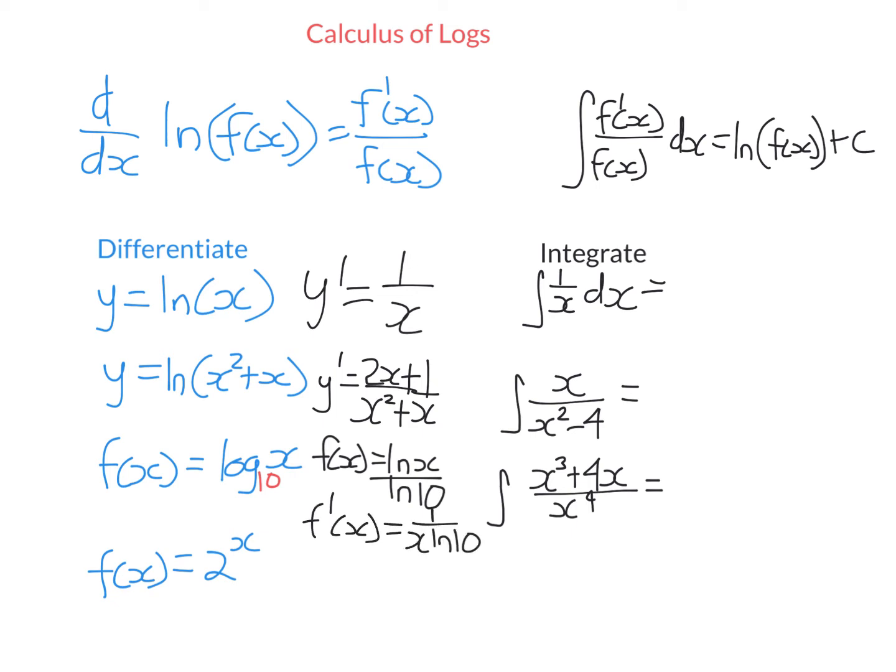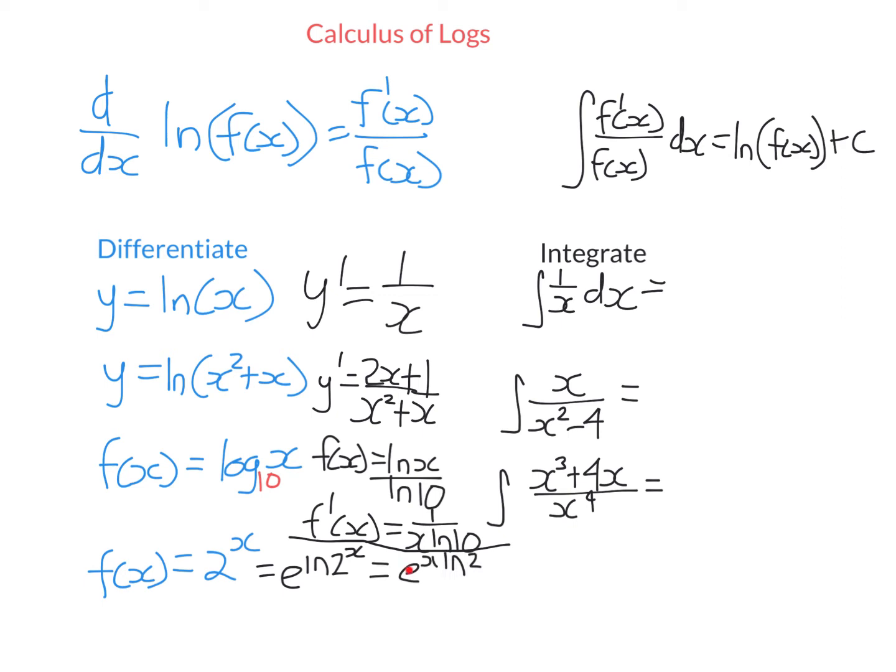So similarly, we can use logs to help us differentiate something like f(x) equals 2 to the power of x. You see, 2 to the power of x can be written like this. So e to the power of natural log of 2 to the power of x is 2 to the power of x. But remember the log law, I can move this x to the front.